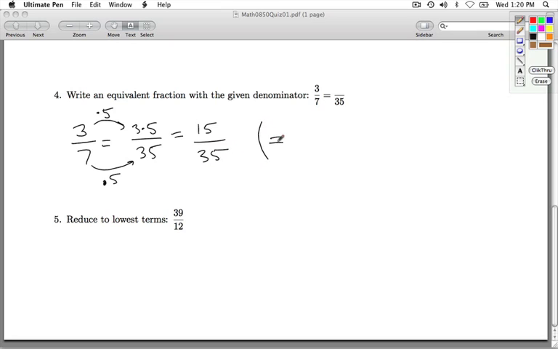And if you want, you can always check your answer. Let's factor the numerator, factor the denominator, and you see we can actually simplify that down to 3/7. So that's a nice little check for us. So our final answer is 15 over 35.